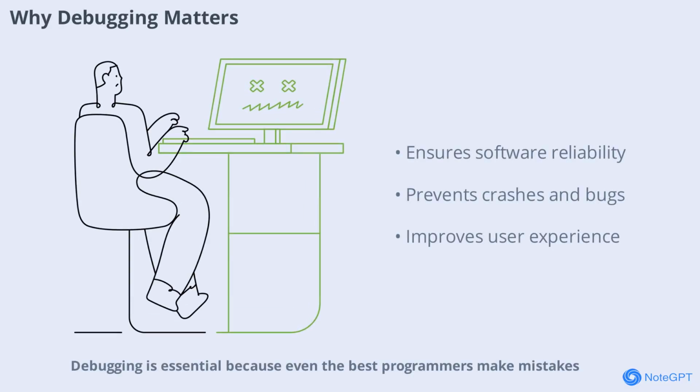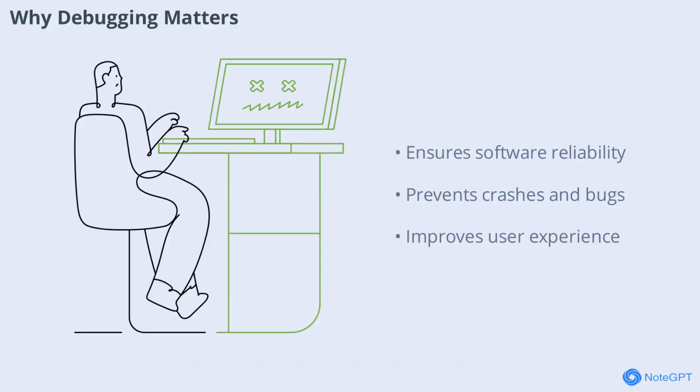Debugging is essential because even the best programmers make mistakes. Without debugging, software would be full of errors, leading to crashes, security vulnerabilities, and poor user experiences. By systematically finding and fixing issues, developers ensure their programs run smoothly and reliably. Debugging also helps improve the overall quality of software, making it safer and more enjoyable for users.